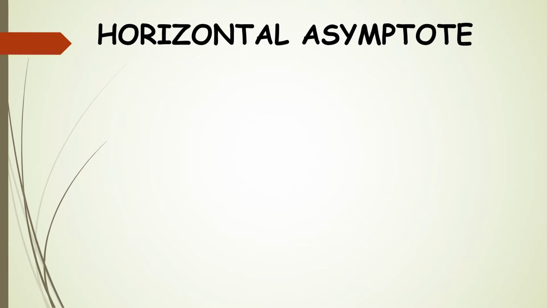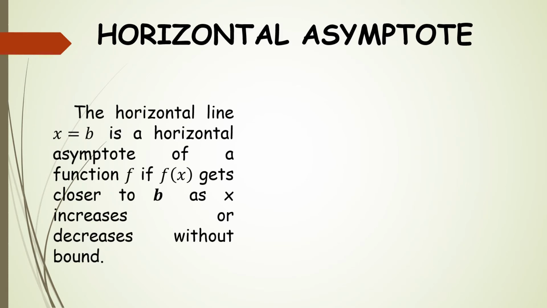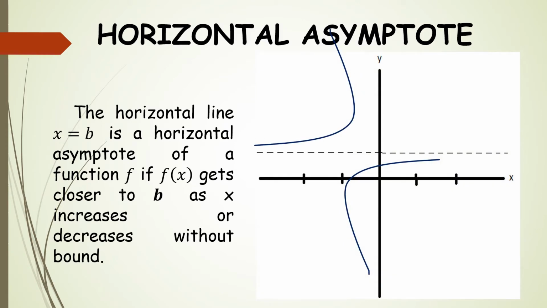Specifically horizontal asymptote. So, definition: the horizontal line y is equal to b is a horizontal asymptote of a function f if f of x gets closer to b as x increases or decreases without bound. So, ang horizontal asymptote natin dito ay itong line na ito. So, this is our horizontal asymptote kung saan lumalapit ang ating graph but hindi nagto-touch.